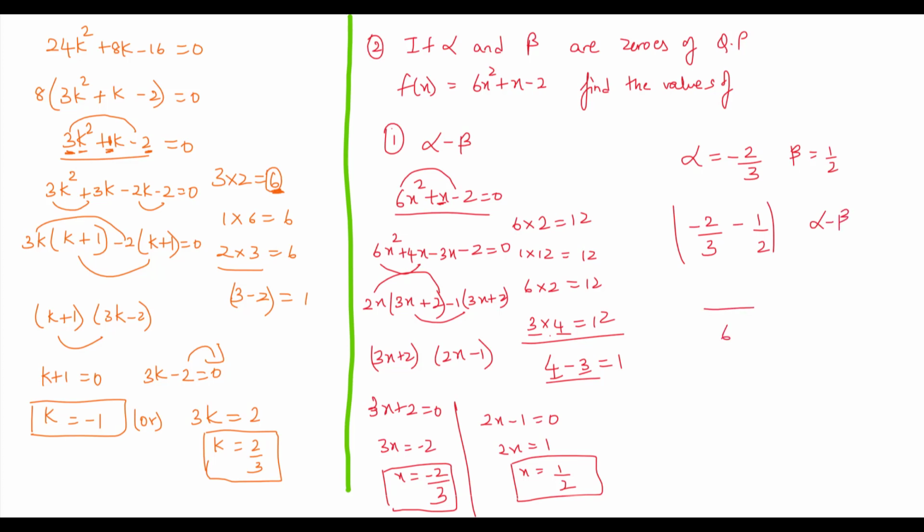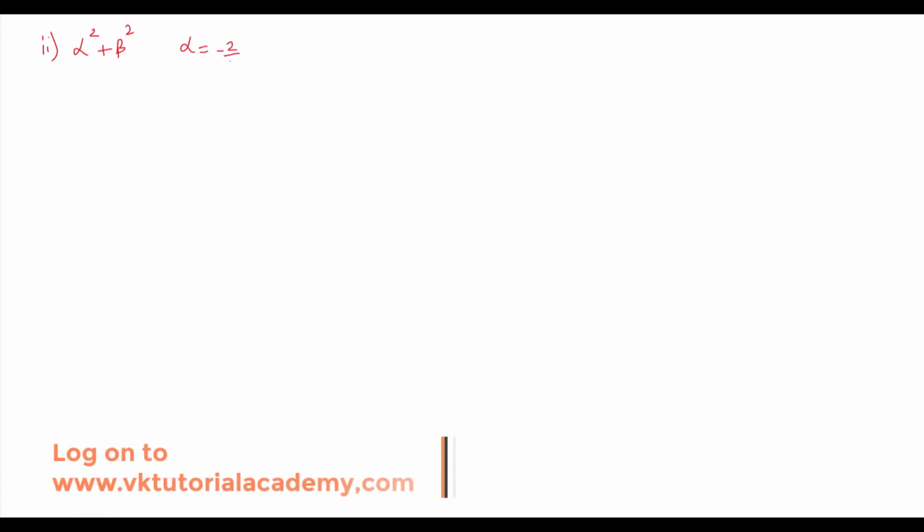So by doing LCM, 3 and 2 will be 6. This becomes minus 4 minus 3 equated to minus 7 by 6. Therefore, our answer alpha minus beta is equal to minus 7 by 6. So continuation of that problem, that is find the value of alpha square plus beta square. We found alpha as minus 2 by 3 and beta as 1 by 2.